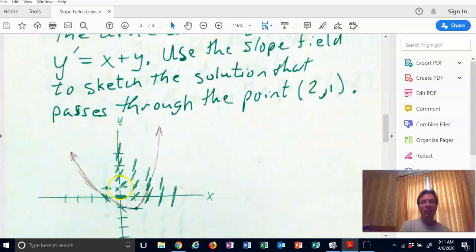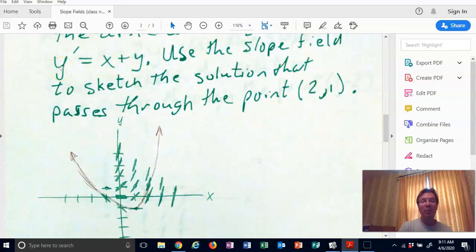So I'm at this point here. I'm going to do a little line segment that looks like about a slope of 1. Well, if I move right up to the next one right above it, that would be 0, 2. 0 for x plus 2 for y. Add them together, you get 2.